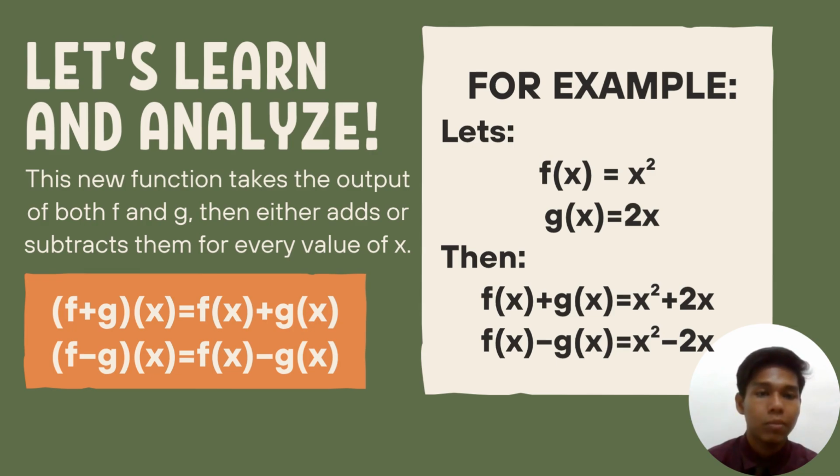Let's do some example, which is function f is x squared and function g is 2x. If we add the two functions, it will equal x squared plus 2x. But if we subtract the two functions, it will equal x squared minus 2x.